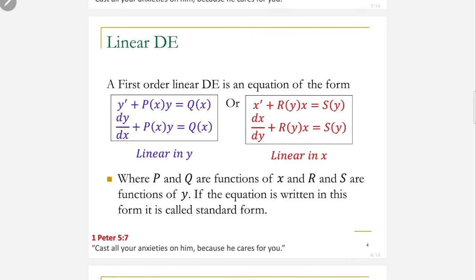The linear DE, linear in x, is x prime plus r of y times x equals s of y. R of y and s of y are functions of y alone. So do not include x when you are looking for r of y. Include the sign but not x.